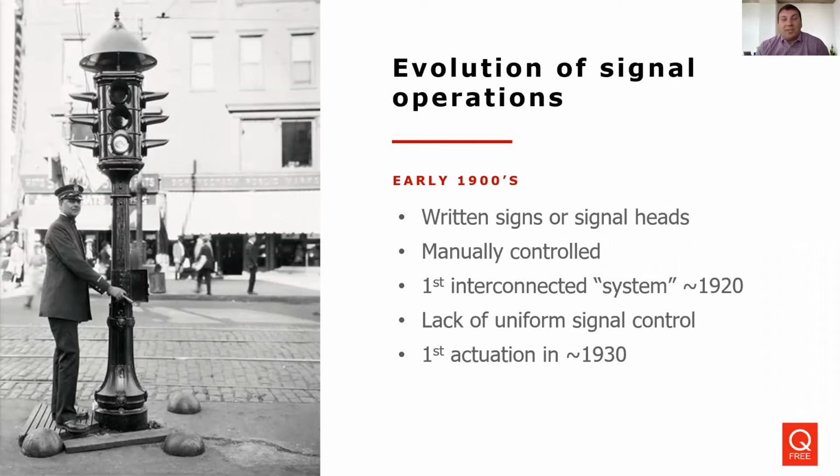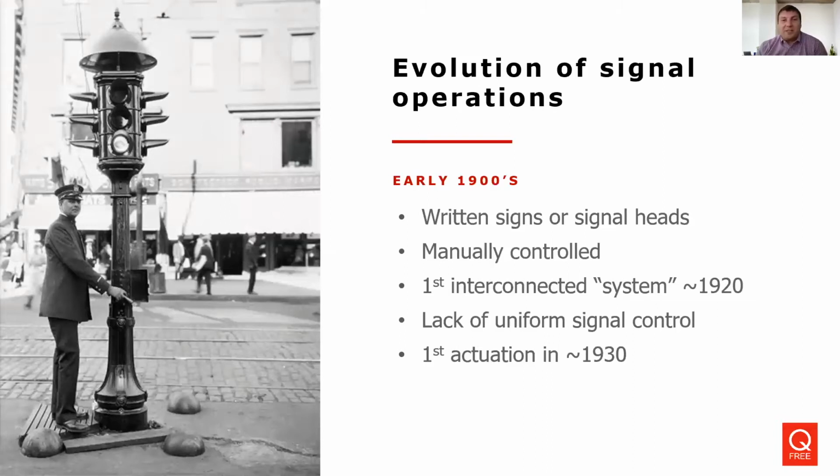There wasn't really any uniform traffic signal control manual or guidance until later in the 1900s, because people were out there inventing new ways to control traffic. Some had 2 indications, some had 3, some were just signs, various different measures. So the standardization didn't come till later. And then something notable in technology as well is the first actuation in roughly the 1930s. So the ability to detect a vehicle through electronic means.